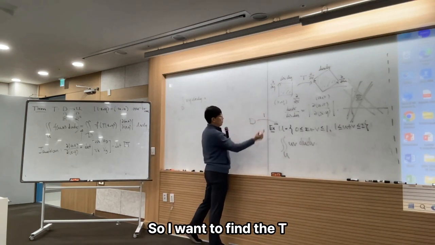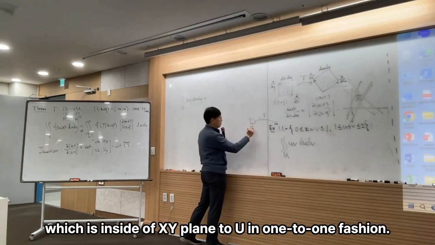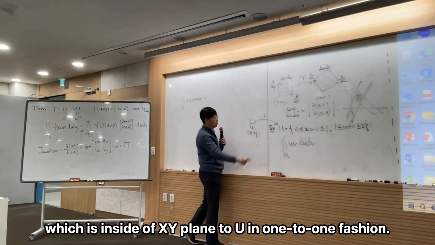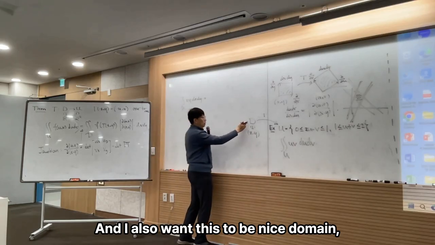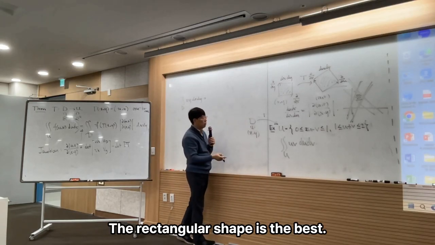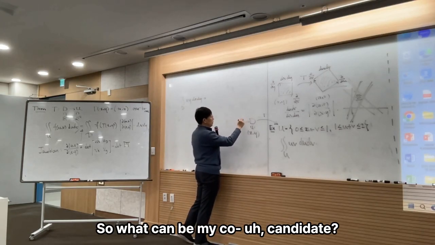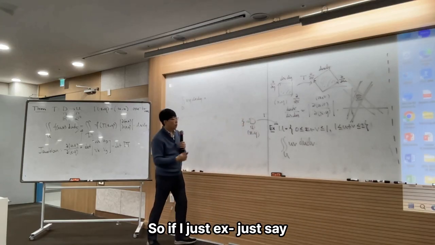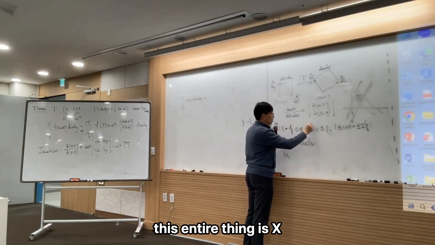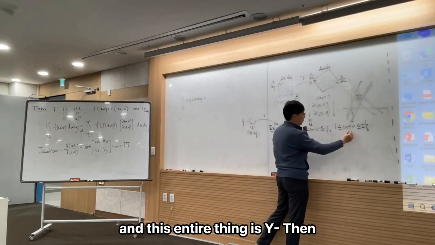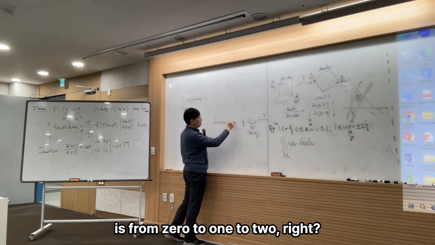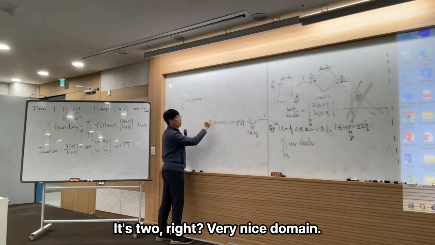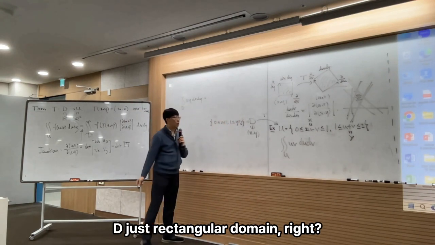So I want to find the T that sends any point of D, which is inside the xy plane, to U in a one-to-one fashion. And I also want this to be a nice-shaped domain. The rectangular shape is the best. So what can be my candidate? If I just say this entire thing is u and this entire thing is v, then u is from 0 to 1 and v is from 1 to 2, right? Very nice domain, just a rectangular domain, right?